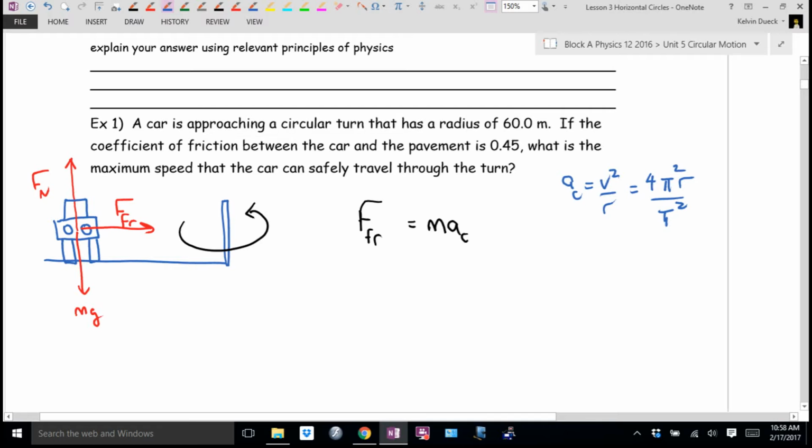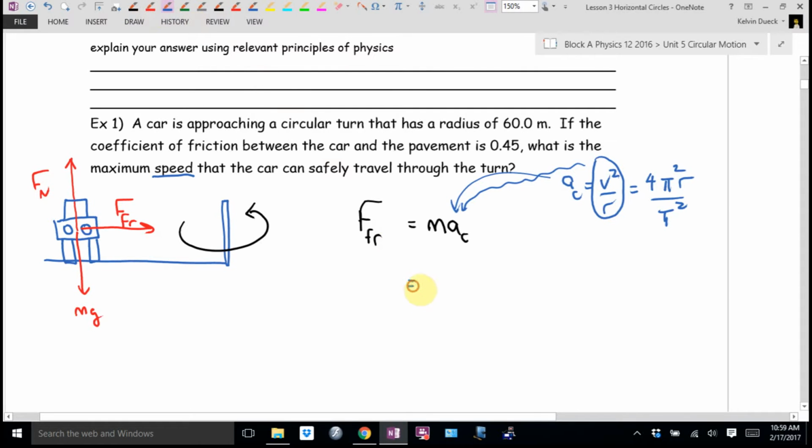Which one of these am I going to plug in for the acceleration? It depends whether this question is mentioning speed or period. If it asked how long to go around the corner, period. What does this question want me to find? Maximum speed. So I'm going to use this equation.